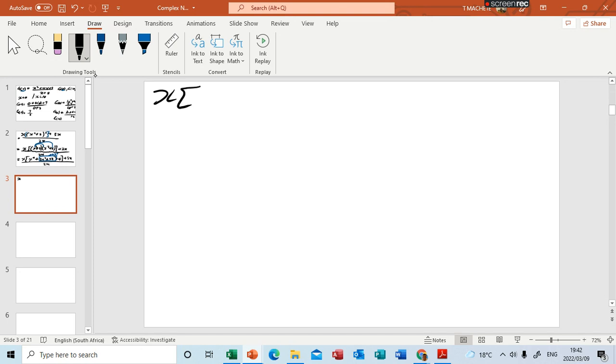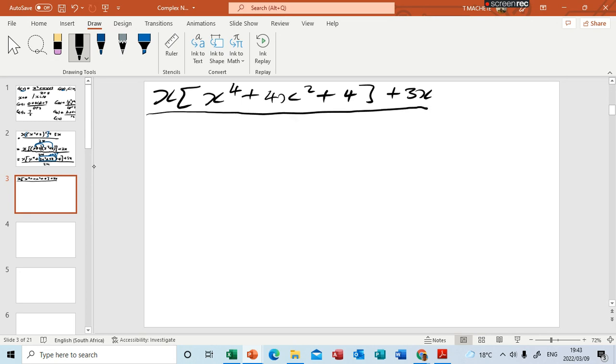It's x into, so you're going to have x to the power 4, not x squared, x to the power 4, x to the power 4 plus 4x squared plus 4, and then plus 3x divided by 2x. So now you can remove the brackets. You can start multiplying out here. So you can do this. You can say x to the power 5.